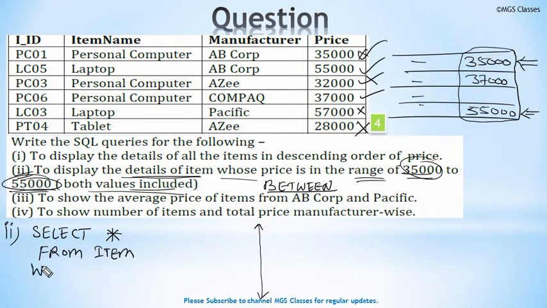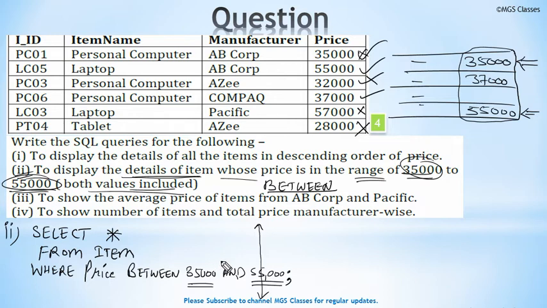Okay, so the where condition we will apply, where we will write price between. Here you will use the between operator, and then you will write both values, 35,000 and 55,000. So this way you can answer this question. 35,000 and 55,000 will also come into the output, and values which fall between these values will also come in the output. So this query will solve your problem. Select star from item where price between 35,000 and 55,000. That way you can answer this question.